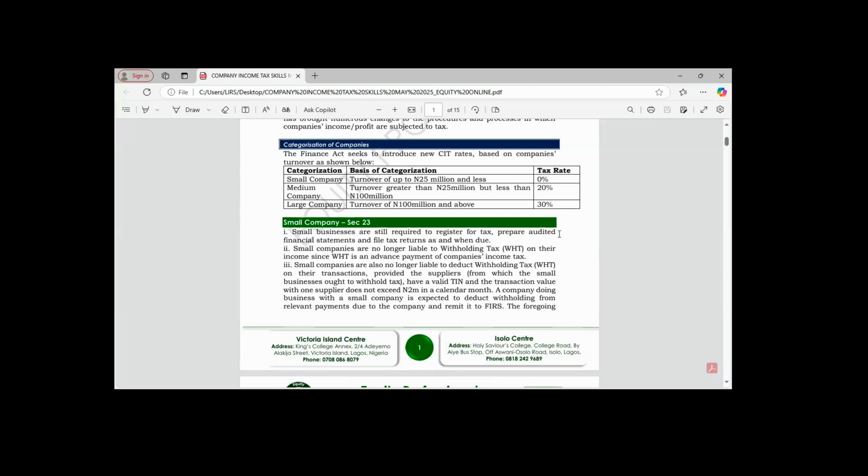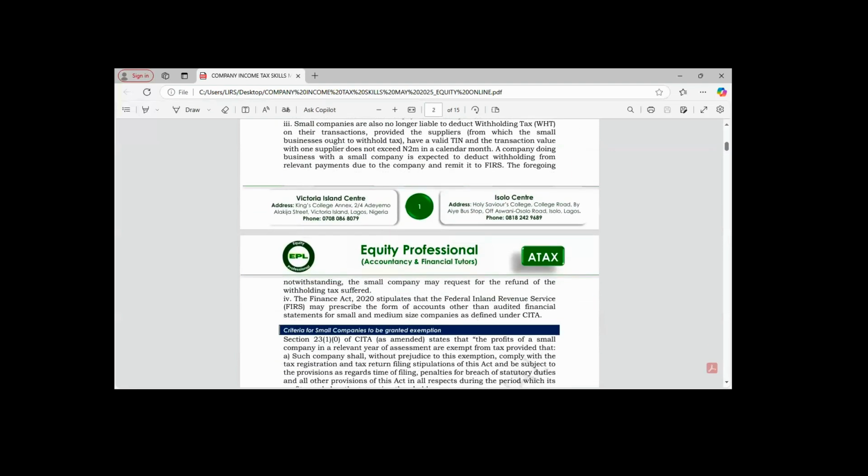in a calendar month. As a small company, you cannot deduct withholding tax, provided that the person you are dealing with, your supplier, has a valid tax identification number or payer ID. Tax identification number is utilized in the case of a company, while payer ID is usually utilized in the case of an individual or for the state internal revenue service. So where the taxpayer has a valid TIN or payer ID and the transaction with that supplier does not exceed 2 million naira, you cannot deduct withholding tax as a small company.